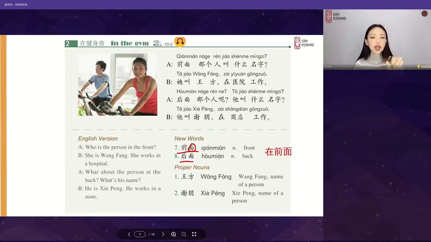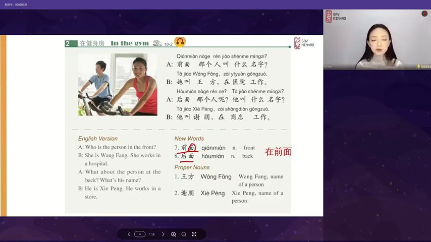Or if you want to specifically just point at someone, which is that person. For example, that first person in the front. Then we can say 前面那个人, okay? 前面那个人, that person in the front. And that person at back is 后面那个人, okay? 后面那个人.